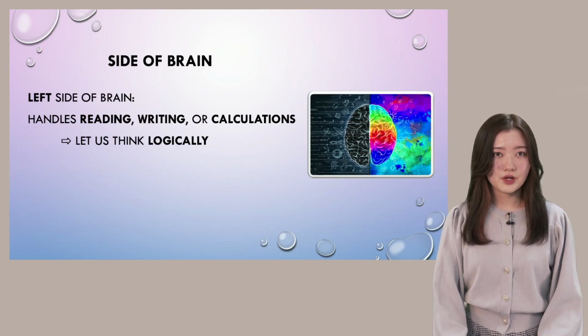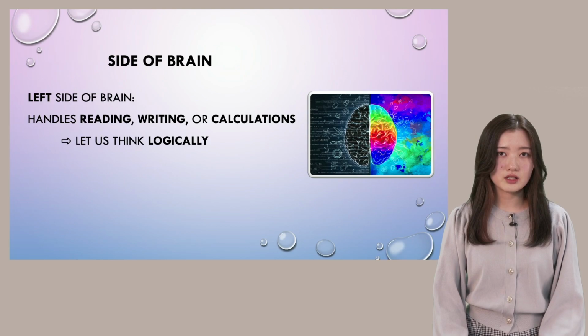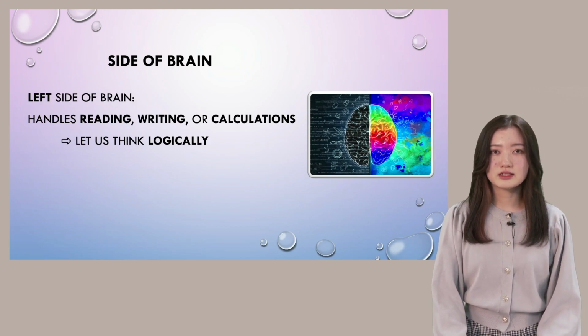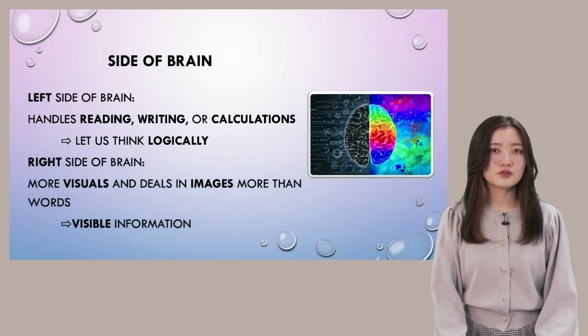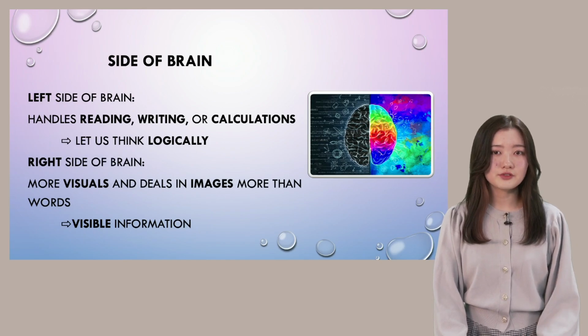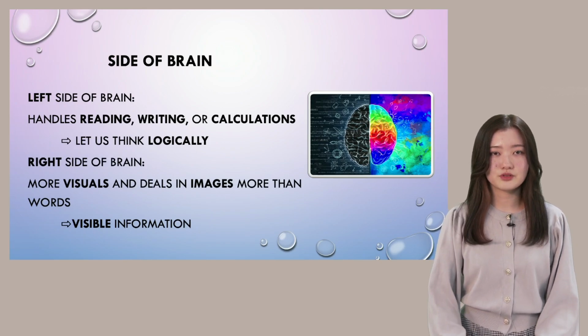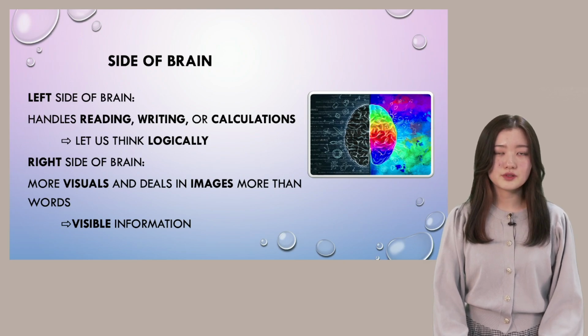The left side of the brain handles reading, writing, and calculations. It lets us think logically. And the right side of the brain is more visual and deals with images more than words. It handles visible information.